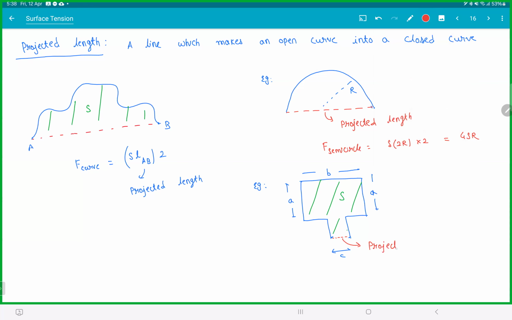It doesn't matter what shape you take. That A, B, all those are useless actually. So simply the force on this thing will be S into C into 2 times. Easy. But remember, the only problem is this is valid only when S is constant. Basically, the force per unit length should be constant. Please check it out.